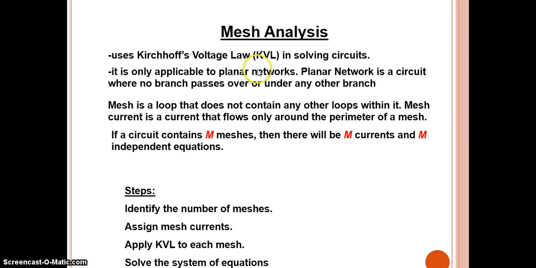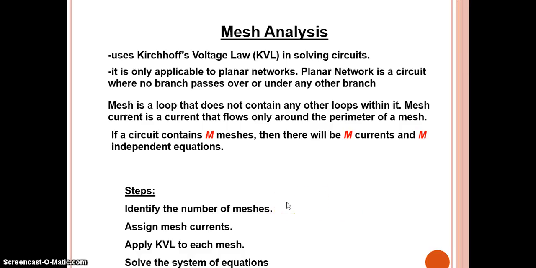Now, for doing the problem, we need to know first how many meshes there are. Before going to the mesh, what is a mesh? A mesh is a loop that does not contain any other loops within it. So if you have a closed loop with no other loops inside, that is called a mesh. Mesh current is a current that flows around the perimeter of the mesh.